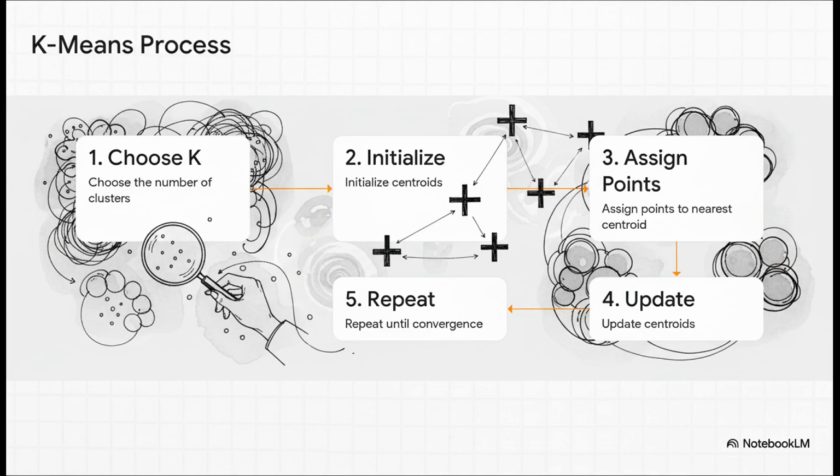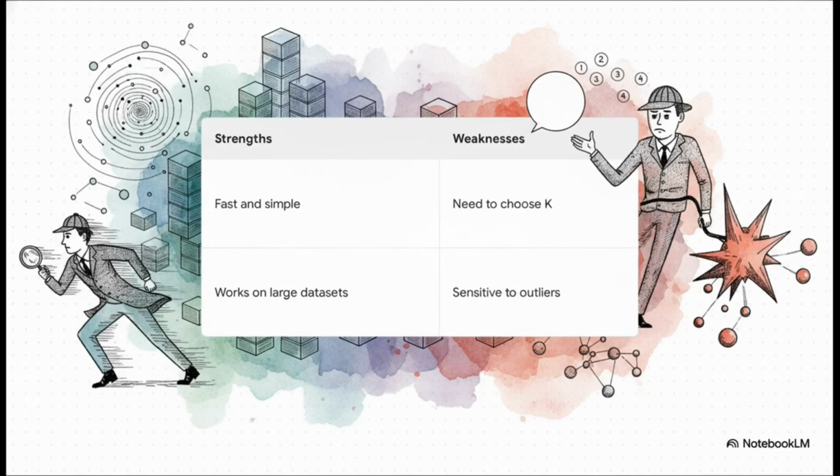Step 3, assign every single data point to whichever headquarters is closest. Step 4, find the new center of those groups and move the headquarters. And step 5, you just keep repeating that until the groups don't change anymore. It's simple, but so effective. But, like any detective, K-Means has its pros and cons.